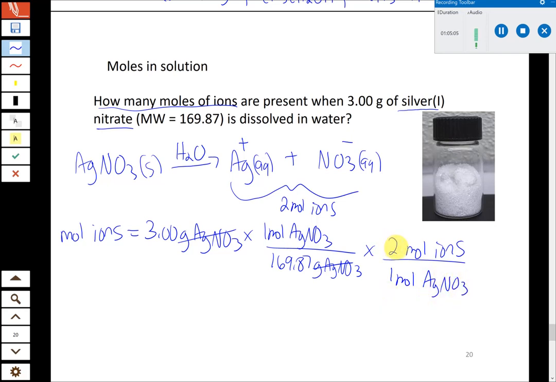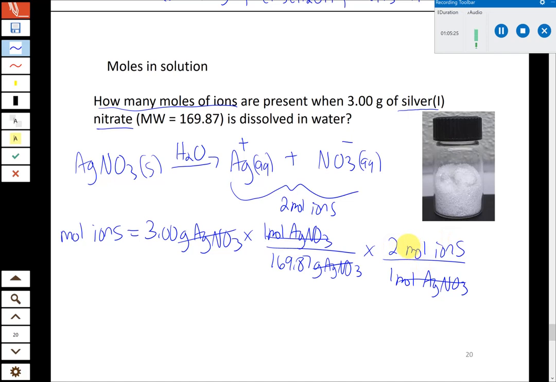And so this factor here, 2 over 1, depends on the formula of the compound. So if the compound had more than 2 ions in the formula, then this would be some number other than 2. But whenever you dissolve an ionic compound in water, it's going to separate into its individual ions. And so in this case, you're going to get 2 ions for every mole that you dissolve. All right, and so that gives us moles of ions.